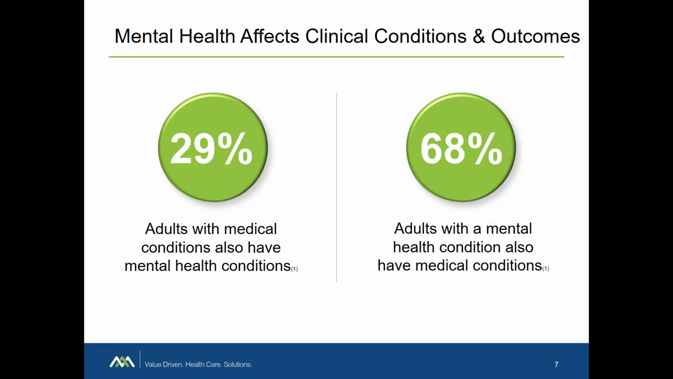If you have a practice with several thousand patients on your panel, even if it's a single practitioner of 2,000 to 3,000 patients, that means several hundred patients in your practice also have a mental health condition. And as you can see on the right, 68% of adults with a mental health condition have medical conditions. So there is an interlocking relationship, a very close interlocking relationship between the impact of mental health and physical health on the patient's quality of life. Next slide, please.